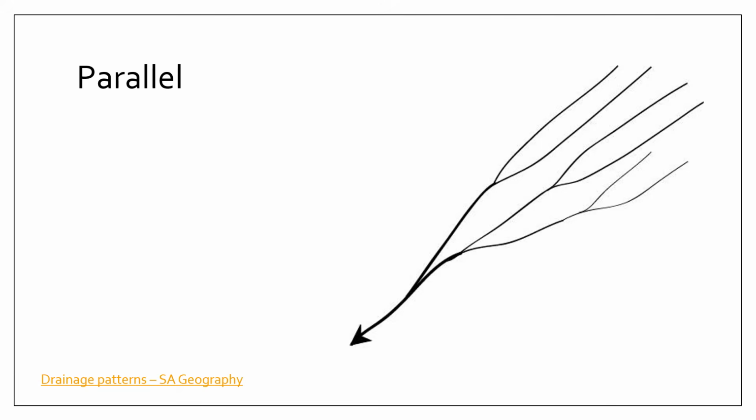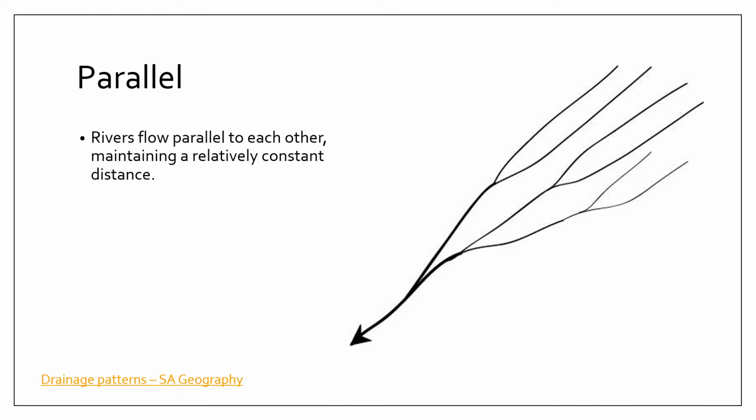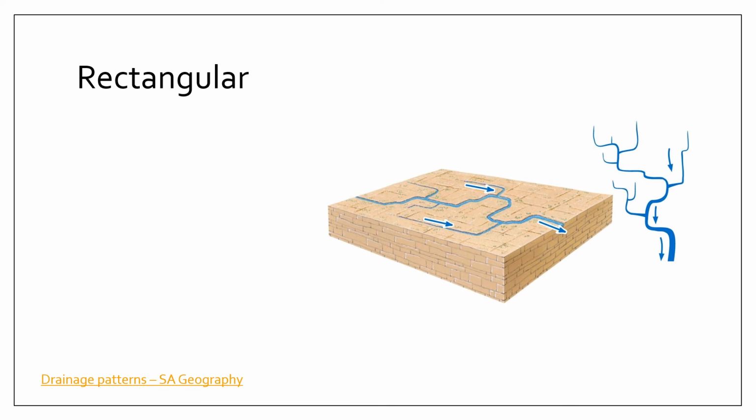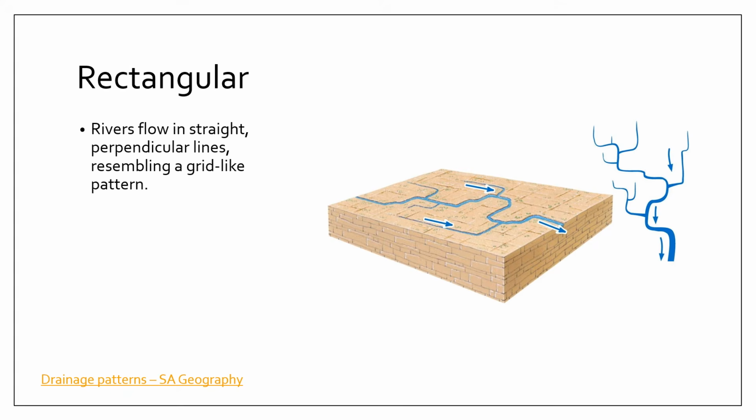We have a parallel drainage pattern, where rivers flow parallel to each other, maintaining the same distance apart. Think about a river flowing in an area with very steep slopes, which causes the rivers to maintain a consistent path. There could be other reasons for it as well. We've also got a rectangular drainage pattern, where rivers flow in straight perpendicular lines, resembling a grid-like pattern.